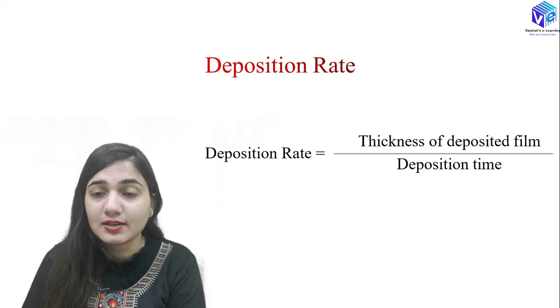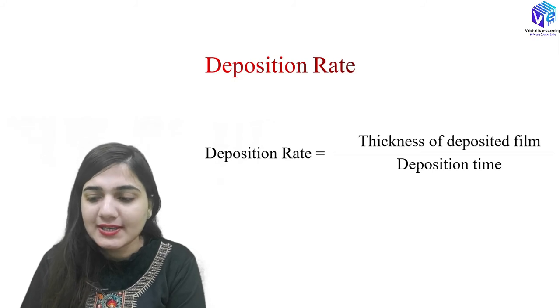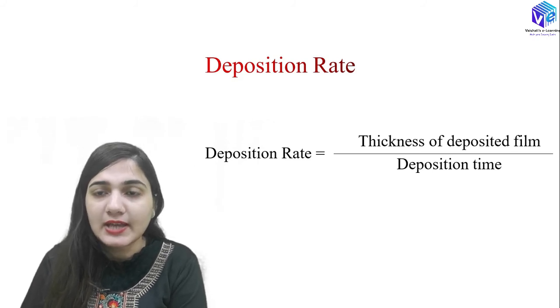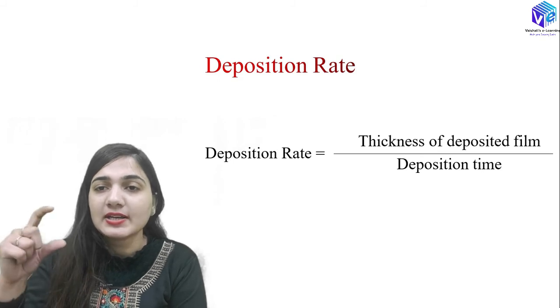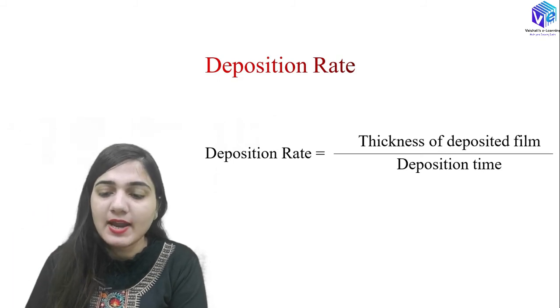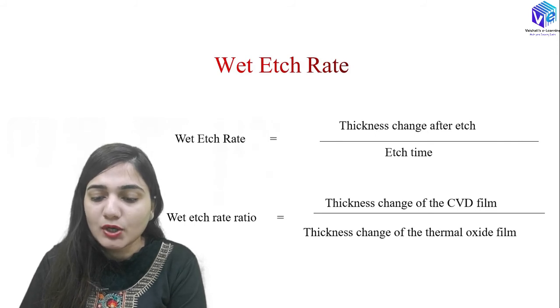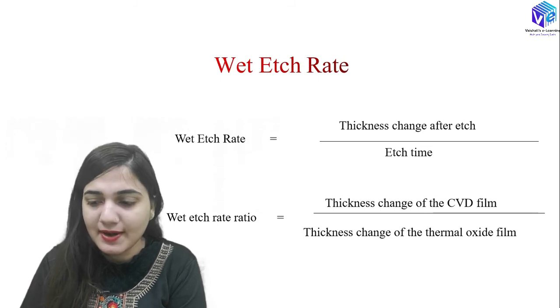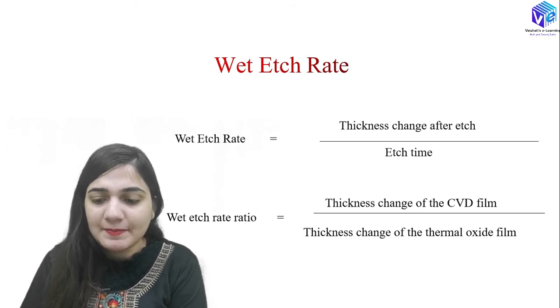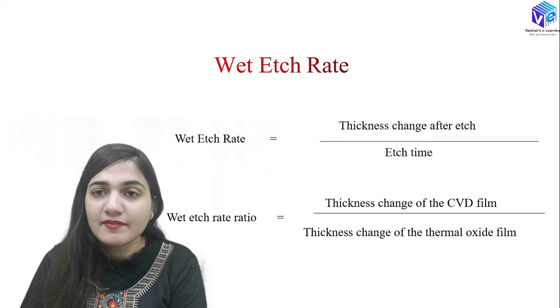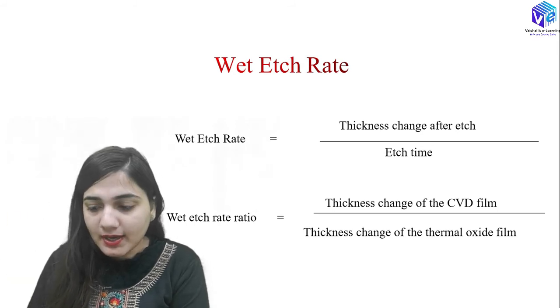Now coming to the deposition rate. What is deposition rate? The name tells you what it is: the thickness of the deposited film per unit deposition time. So how much thickness I get per unit time is my deposition rate. We have the wet etch rate as well. What is wet etch rate? Wet etch rate is the thickness change after the wet etch divided by the etch time. Whenever I have a rate, I am dividing by the time.